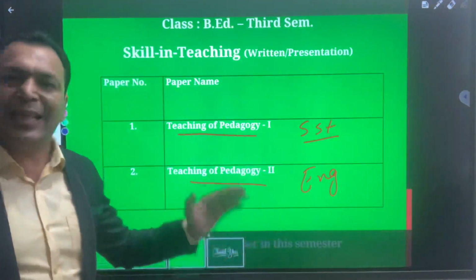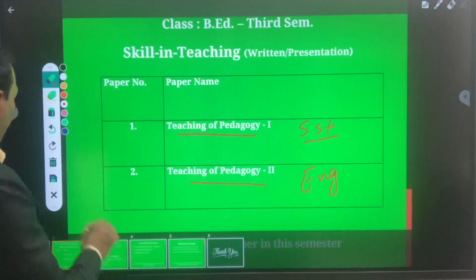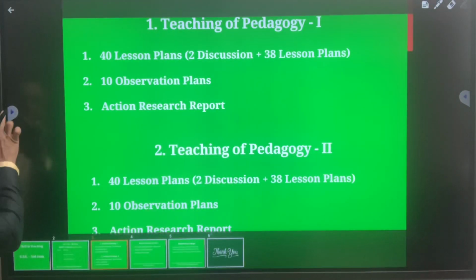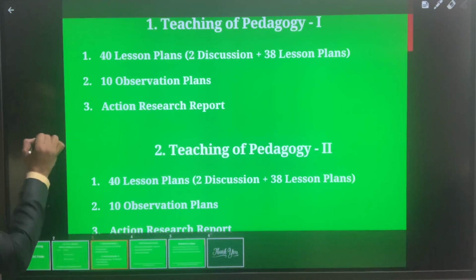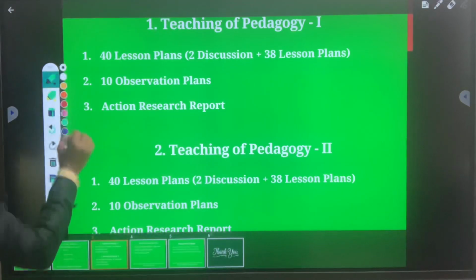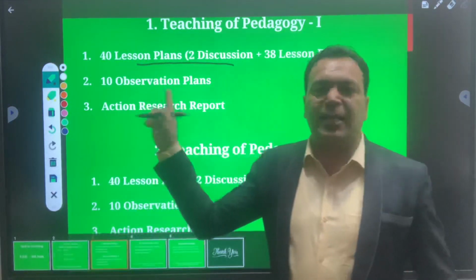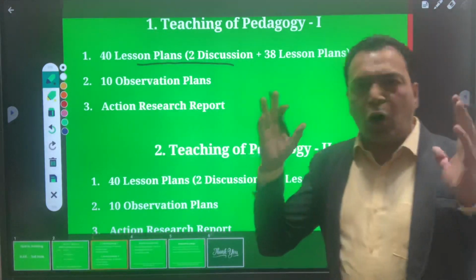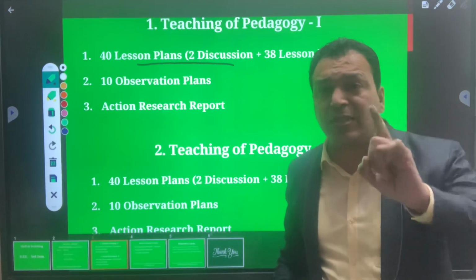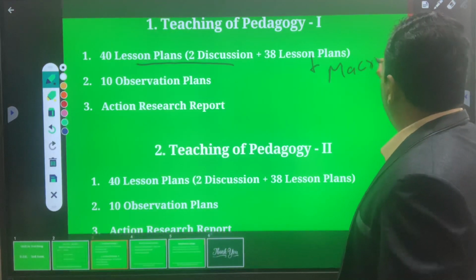right guys? In each file, see my next PPT, in each file you should have 40 lessons, right? 40 lessons in each file. Within the 40 lessons, there should be a division of 2 discussion lessons and 38 general lessons, right guys? All of you check in your file. In your macro files, guys, this is called the macro files, okay?